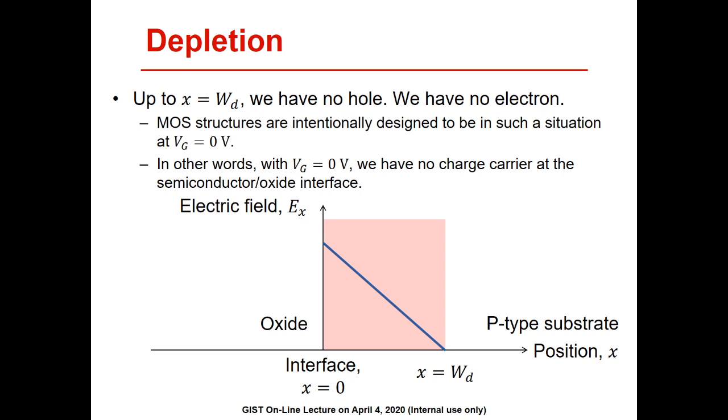Now, let me increase the surface electric field by increasing the gate voltage. Then what will happen? It is easily expected that the depleted region becomes wider. Anything else? In the next video, we will study the MOS structure at a high gate voltage. Thank you.